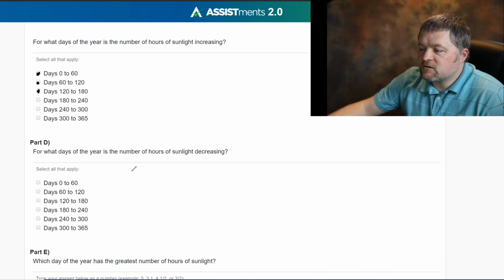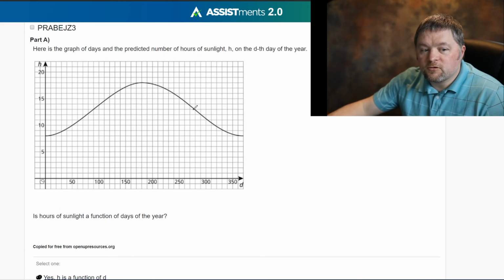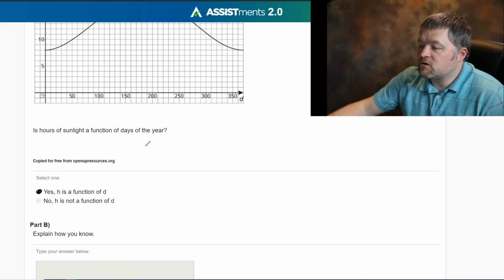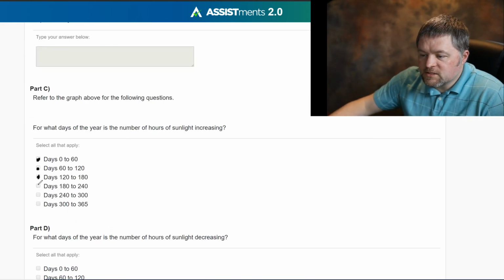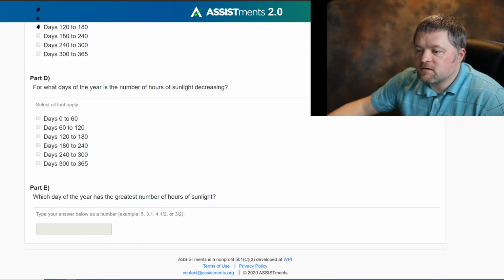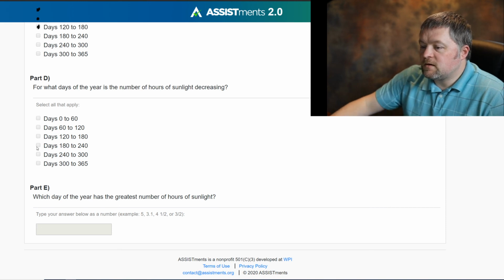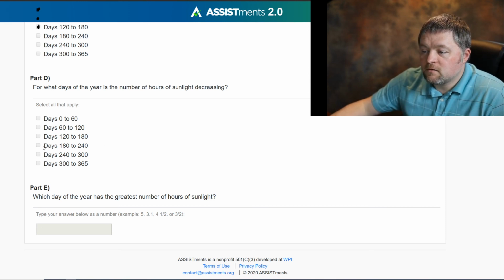For what days of the year is the number of hours of sunlight decreasing? Well, that is the rest of the year. So from 180 to 365. When is the number of hours decreasing? Well, it will be decreasing 180 to 240, 240 to 300, and 300 to 365.